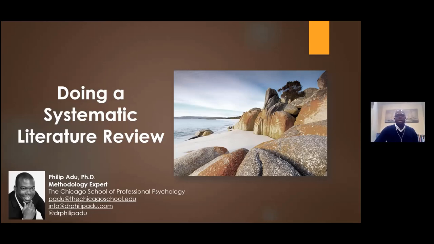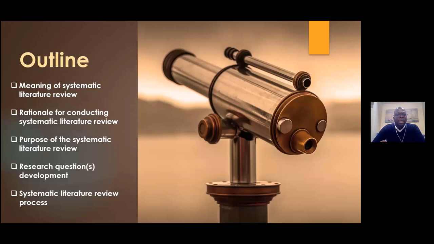Going to talk about systematic literature review. So this is the outline. We're going to talk about five issues. The first one is to try and define what systematic literature review is all about, and also I'll give information about the rationale, and then also provide the purpose of systematic review, and also the research question that you have to think about if you want to do a systematic literature review.